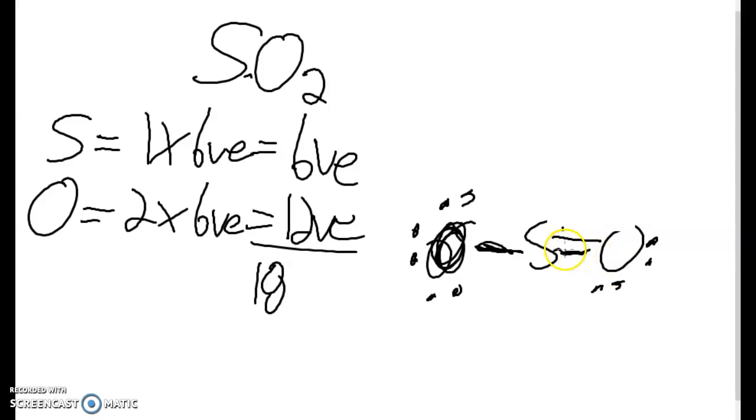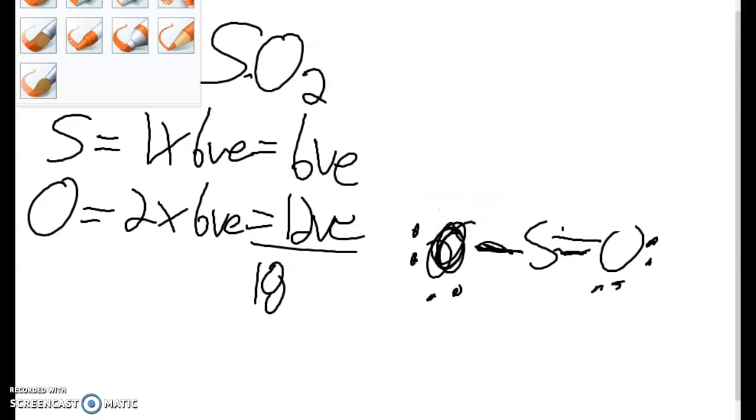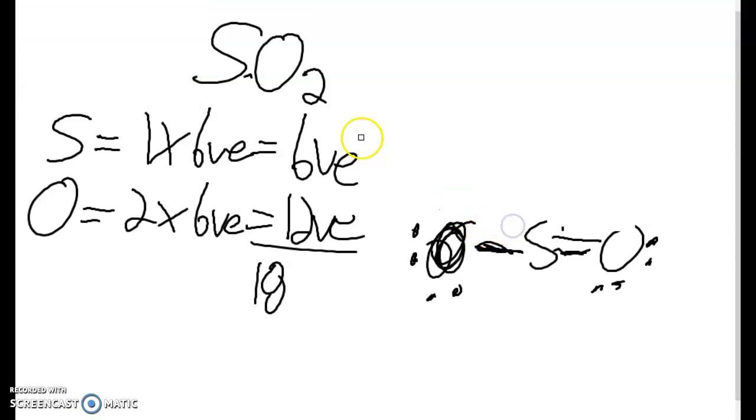Again, now I'm going to count to see if my central atom has 8. Each one of these lines represents a bond of 2 valence electrons, shared electrons. 2, 4, 6. So I'm still not there. So I need to take another 2. This time I'm going to erase these 2 and turn this into a bond. It's a little messy, extremely messy, but that gets the idea.